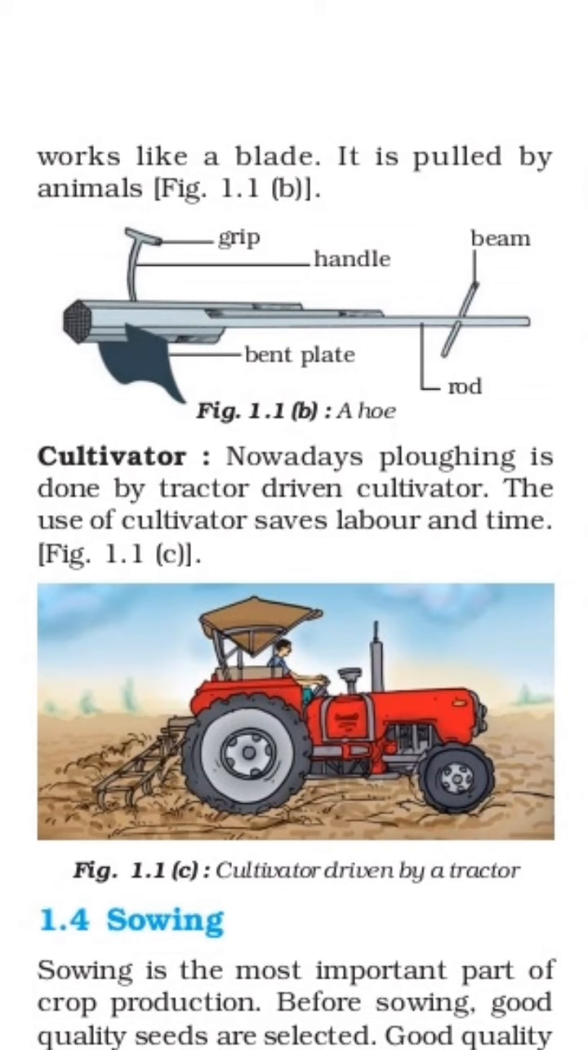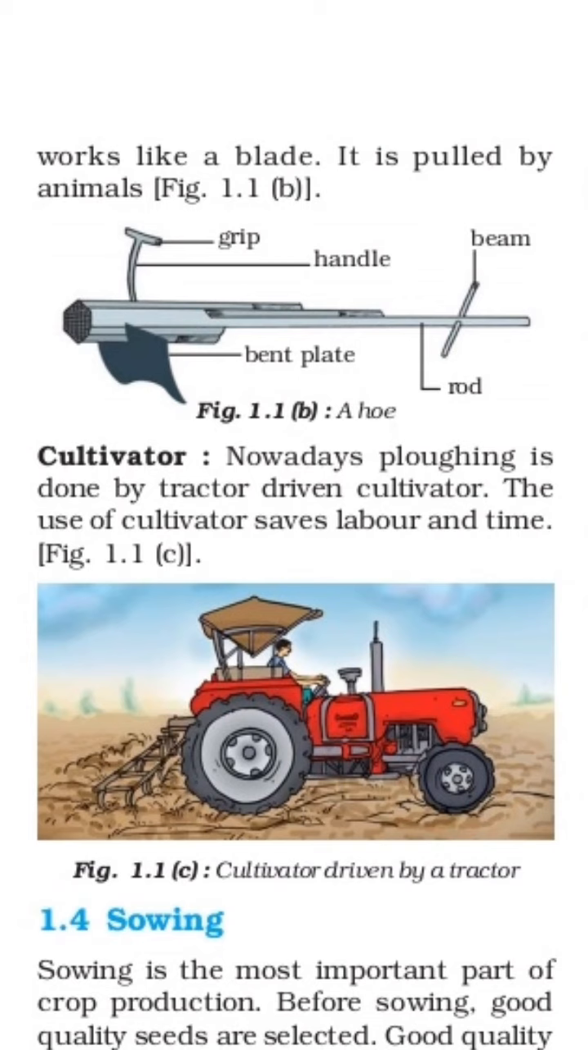Here a long rod is mentioned, made of wood or iron, and on the downside a strong, broad, bent plate of iron is fixed to one of its ends. It works like a blade, and it is pulled by animals.